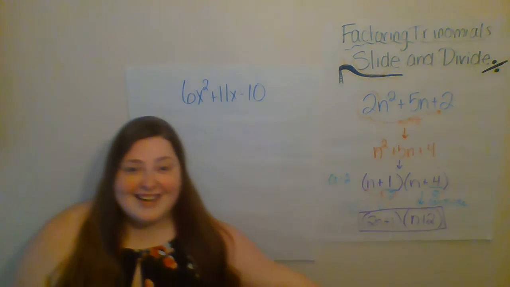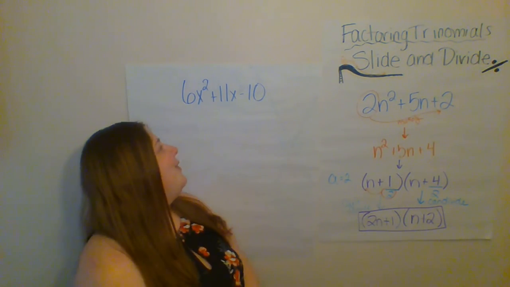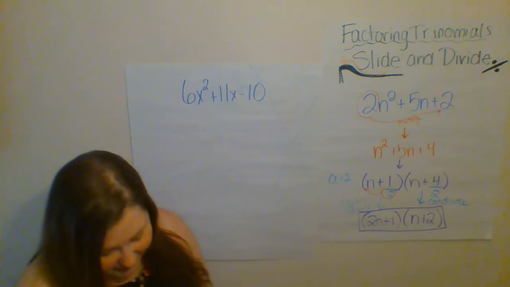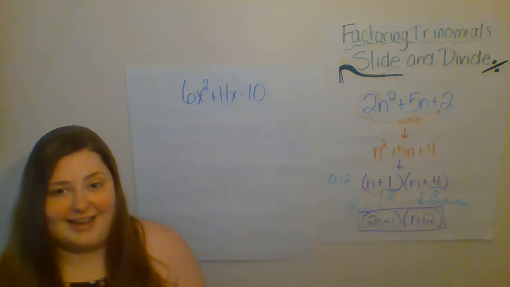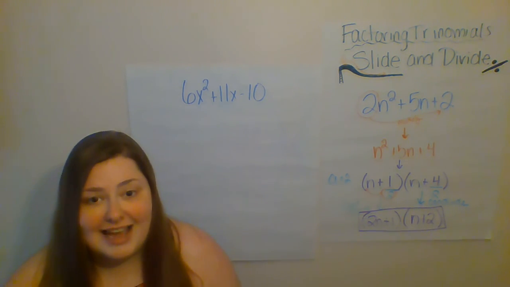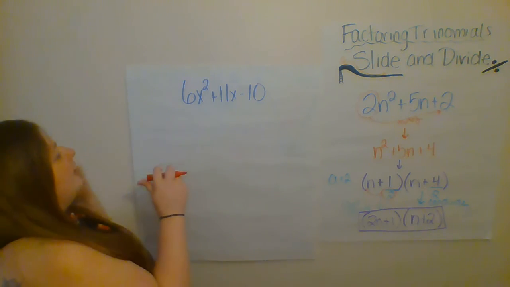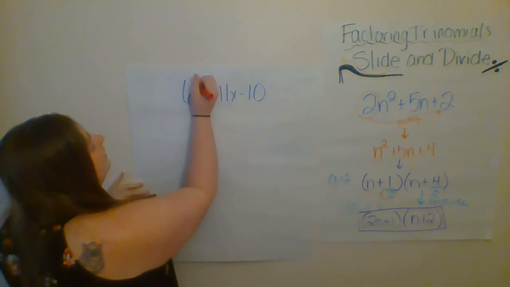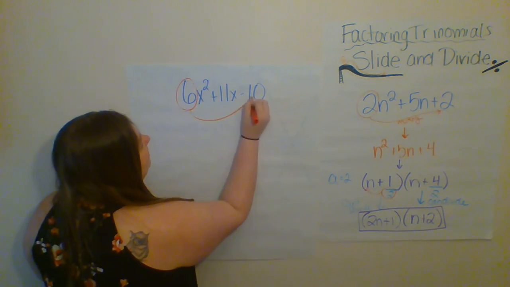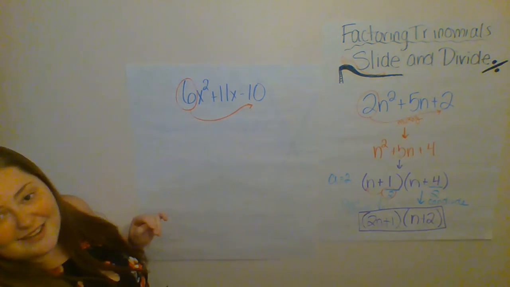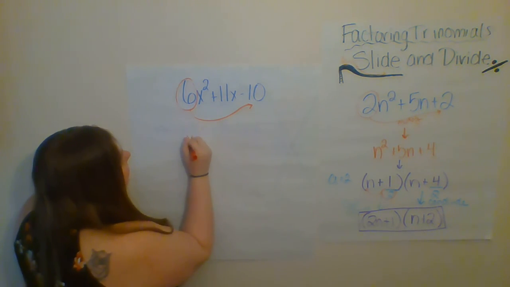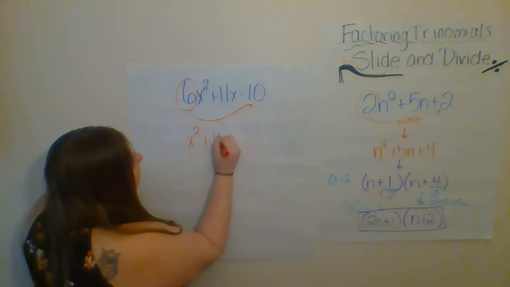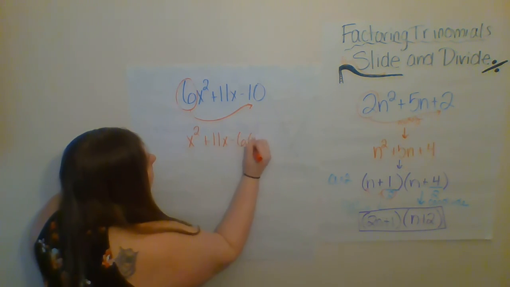All right, slide and divide example 2. We have 6x squared plus 11x minus 10. Same example from the last video as well. So we first take that 6 and slide it into the negative 10, giving us x squared plus 11x minus 60.